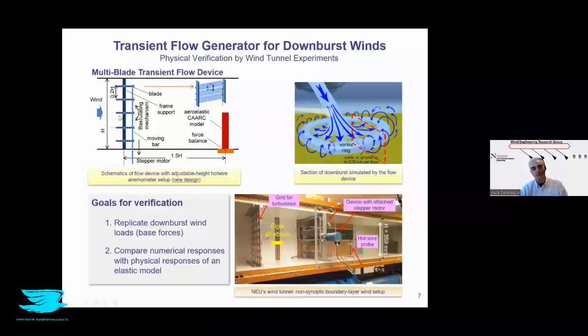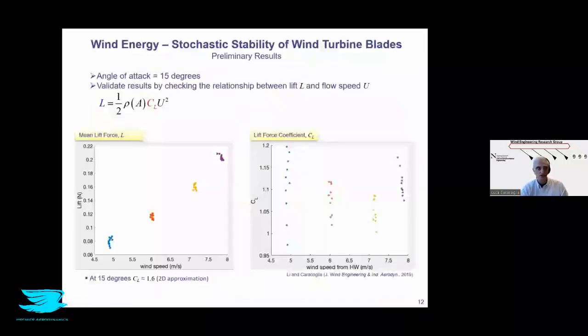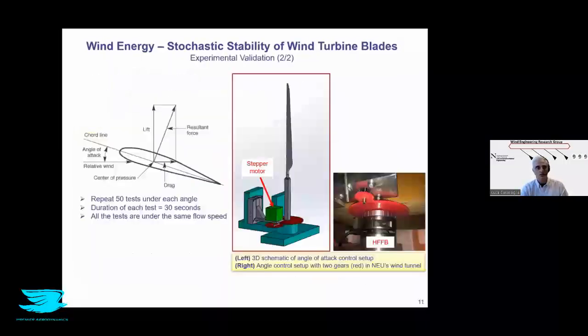Then all of a sudden, using a stepper motor, we change the angle of the blades to generate the impinging jet. Then we let the impinging jet hit a structure here. You can see this is a tall structure which is shown in the example. So this is another application.